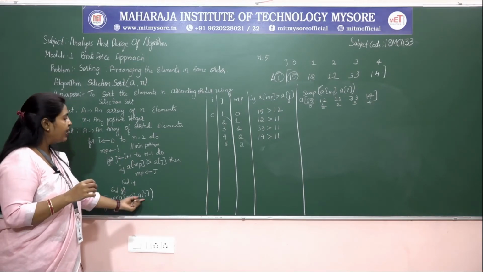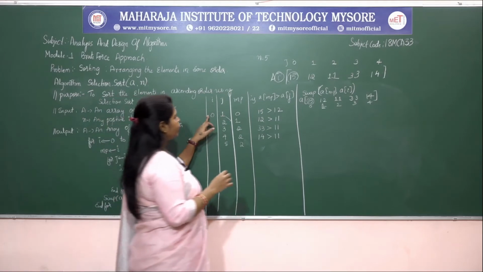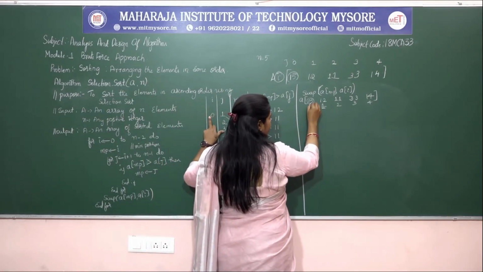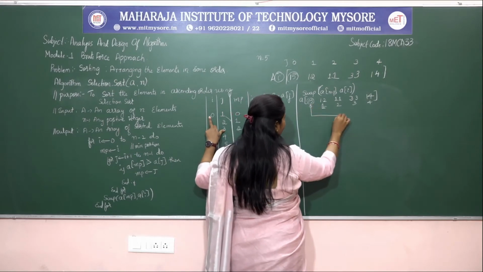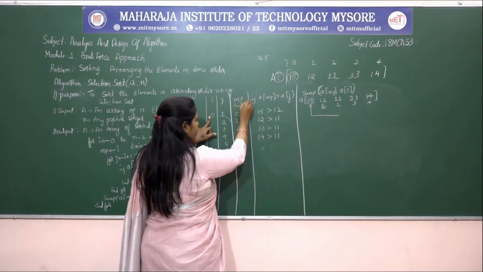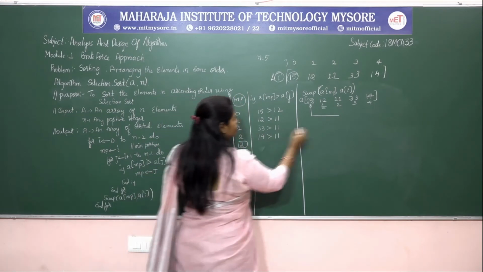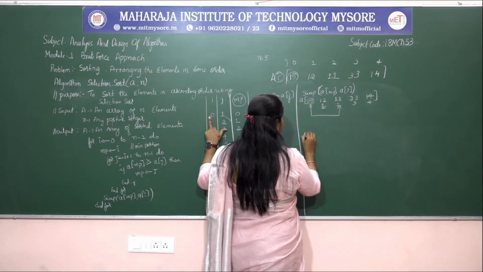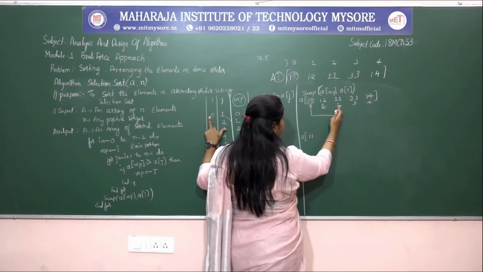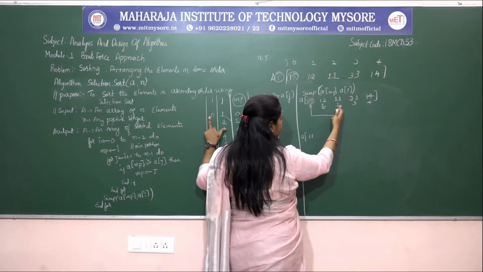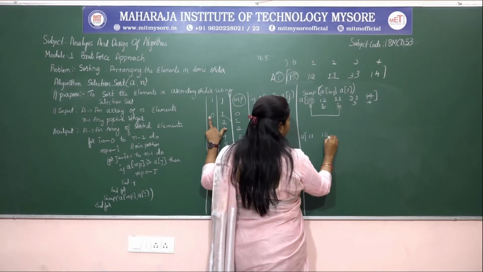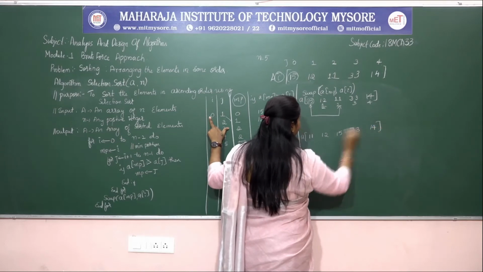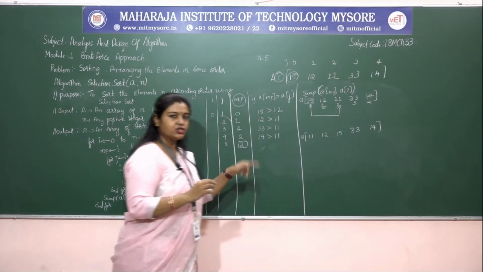We need to do swapping between MP and A of I. So I means what? Zeroth position. So whatever the zeroth position element is, I am going to swap this element with the minimum position value. What is the minimum position value? 2. So now we are going to swap. So the second position element, 11, comes to the 0th position, and the 0th position element comes here. So 12 and 15, 33 and 14. So this is after the first swap.